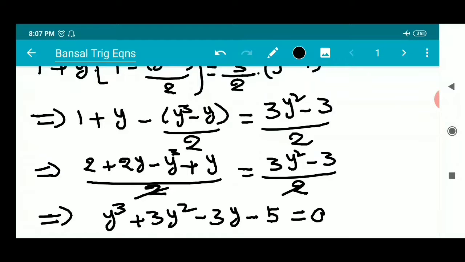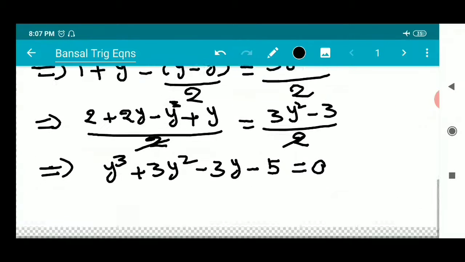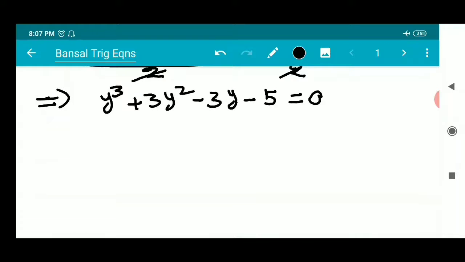So we have to find the possible values of y. Okay, what is y? Sin x plus cos x. So for sin x plus cos x, the maximum value is root 2, the minimum value is minus root 2. Okay, so y must compulsorily lie between minus root 2 to plus root 2. That you have to check first.